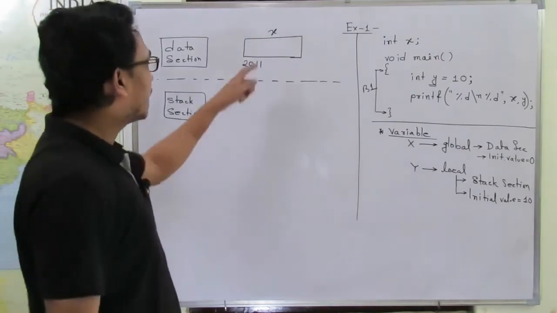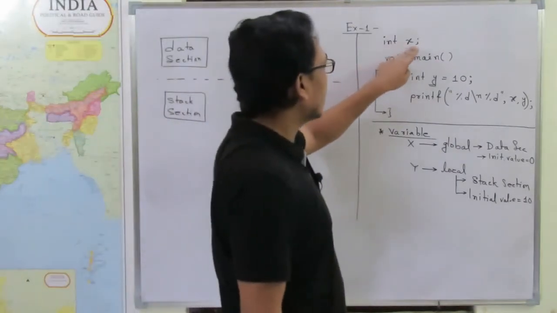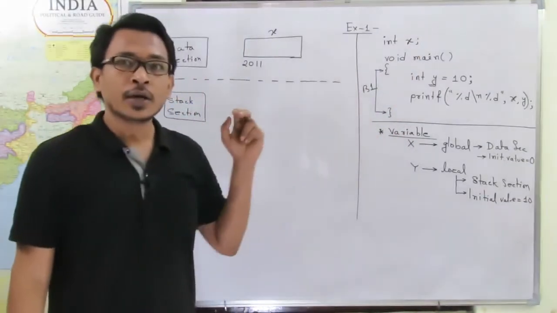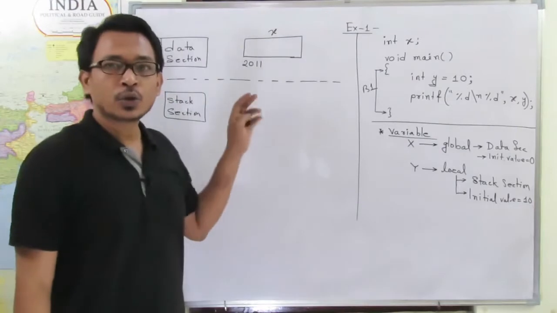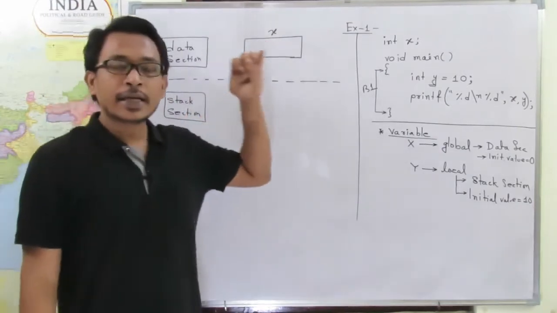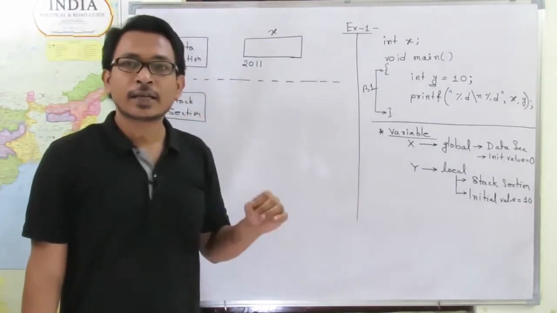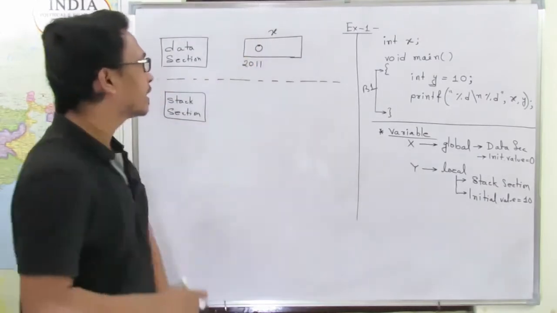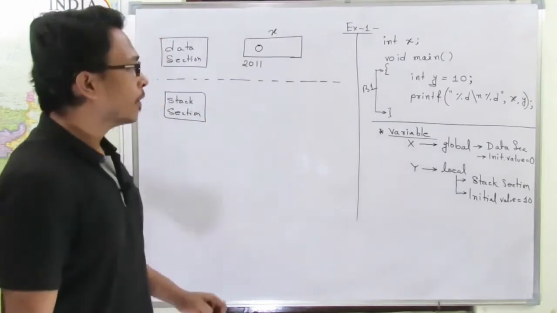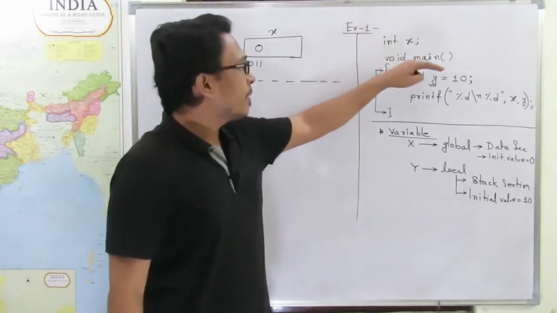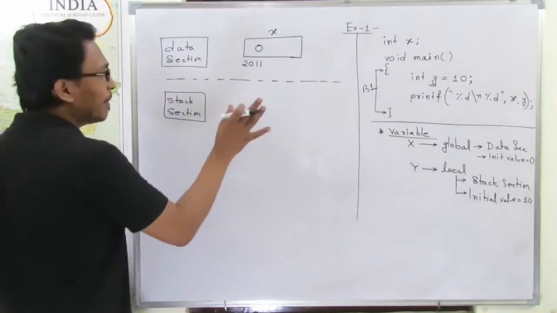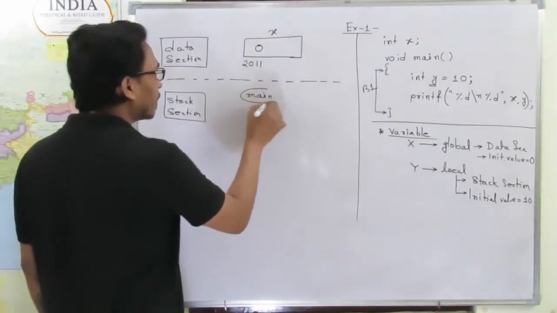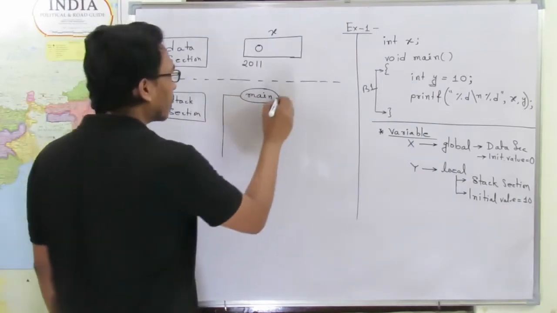Now what will be the initial value? As there is no value specified with the variable x, the default initial value will be stored in this variable. So in the case of the data section, what is the default initial value? Default initial value is 0. So this variable x will be initialized with 0. Now the system enters inside the main block. That means a memory block will be created from the stack section for the function, or the block, main.